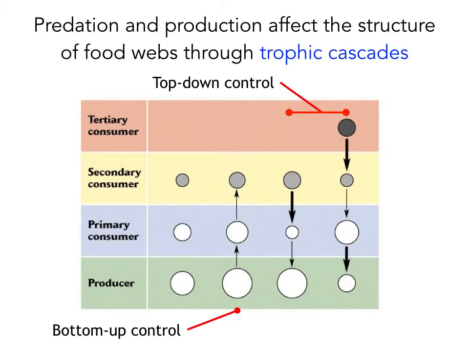In the last column is also an example of top-down control, but the cascade effect on the producer is opposite of the one in the 3rd column because of the added 4th trophic level. In this case, the top predator reduces the secondary consumer, which in turn causes an increase in the primary consumer and resulting decrease in producer biomass. These are all examples of trophic cascades. So, to make it a little more real, let's take a look at two examples. We'll start with top-down control.